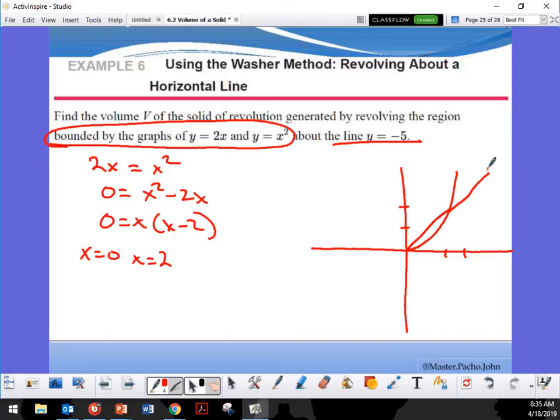Isn't the volume going to be the same though? No, it's not. If it's around the x-axis? No, it's not. You're good. But why? Why is it not? You'll see in a second.